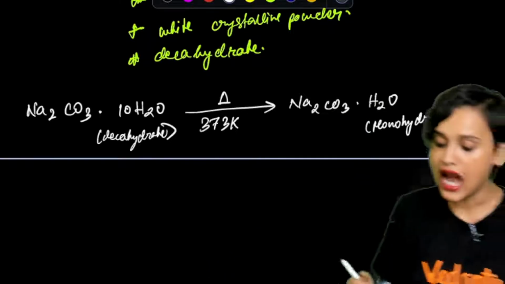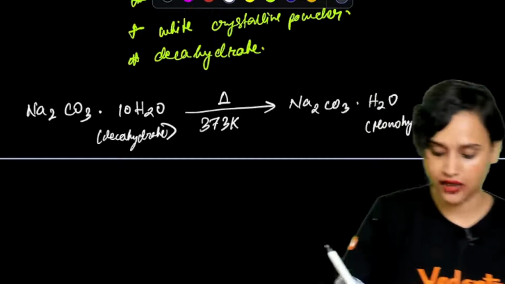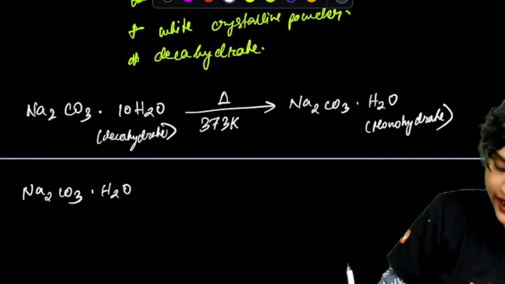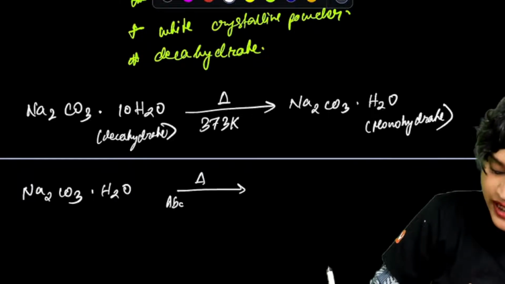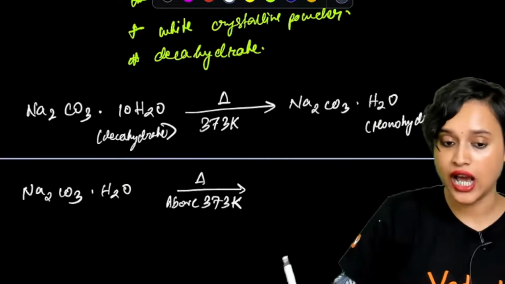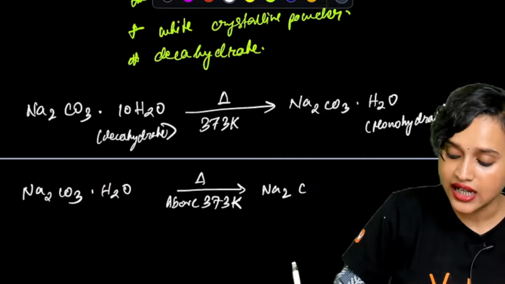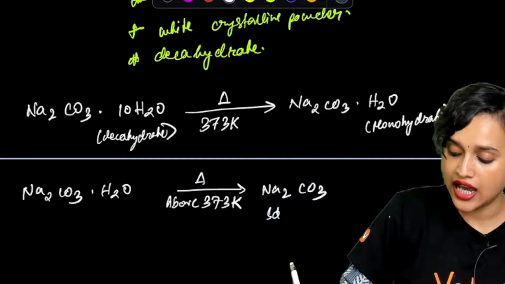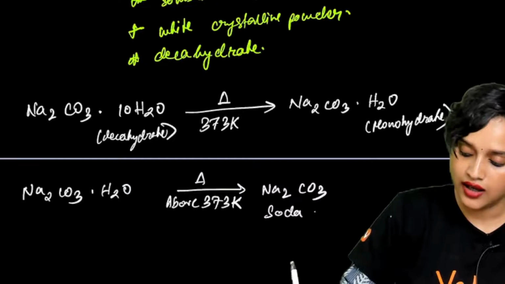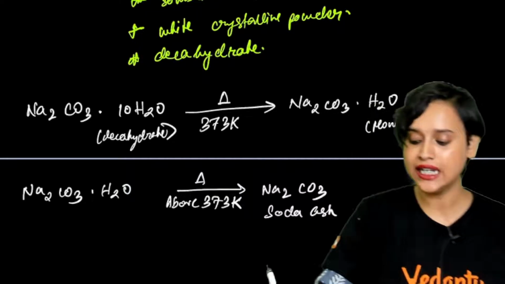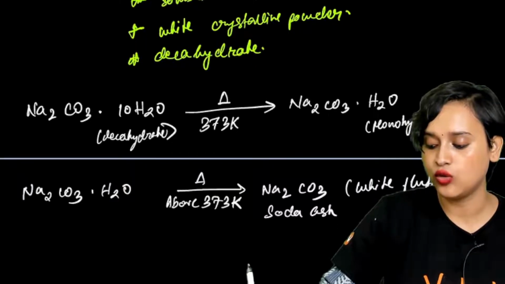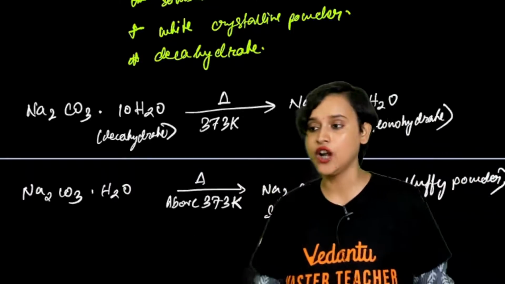Clear? Okay. Now, let's take this monohydrate, Na2CO3 monohydrate. If I heat this above 373 Kelvin, then what will I get? I will get soda ash, Na2CO3. Soda ash is a white fluffy powder, everybody. Alright guys, is this done?